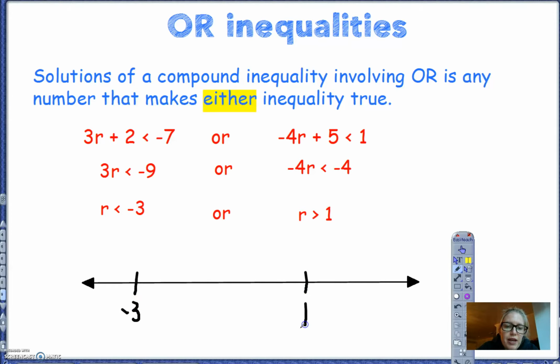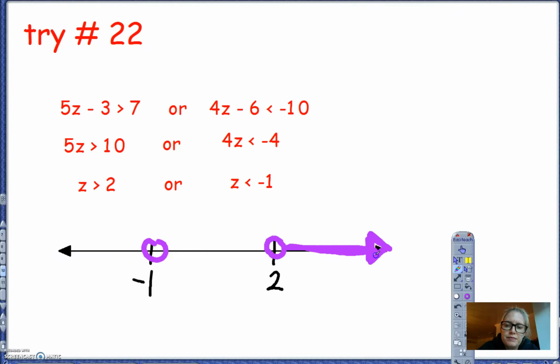This one is number 22 from your textbook. So we have an OR. We're going to solve each side. If we solve the left, you add 3 to both sides, and you add 6 to both sides on the right. We get this. Then we divide both sides, by 5 and by 4. No signs are flipping. So we have z is greater than 2. So here's my 2. The other one is z is less than -1. Here's my -1. Nothing is equal to, so we're going to do open circles. z is greater than 2 means this way. And less than -1 means this way.